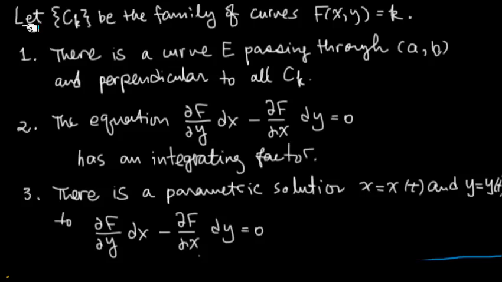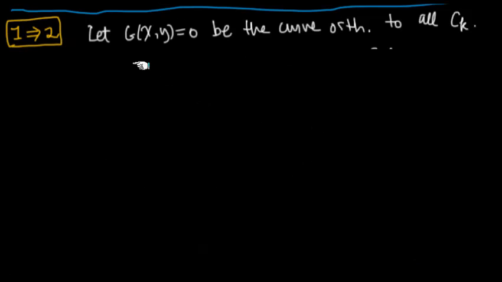So back to our normal slides. First, we're going to look at this situation where we have this orthogonal curve perpendicular to all these curves. Then we're going to show this equation, differential form, must have an integrating factor. So 1 implies 2. So here's a statement. We have a curve given by this Cartesian equation such that it's orthogonal to everything.